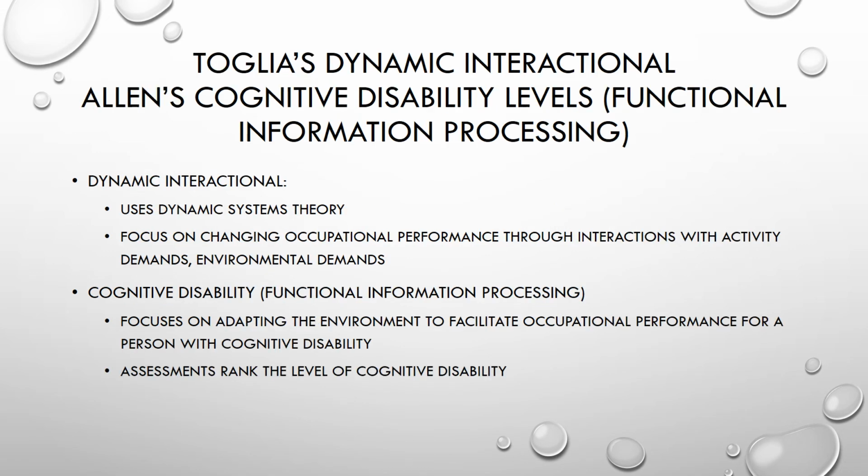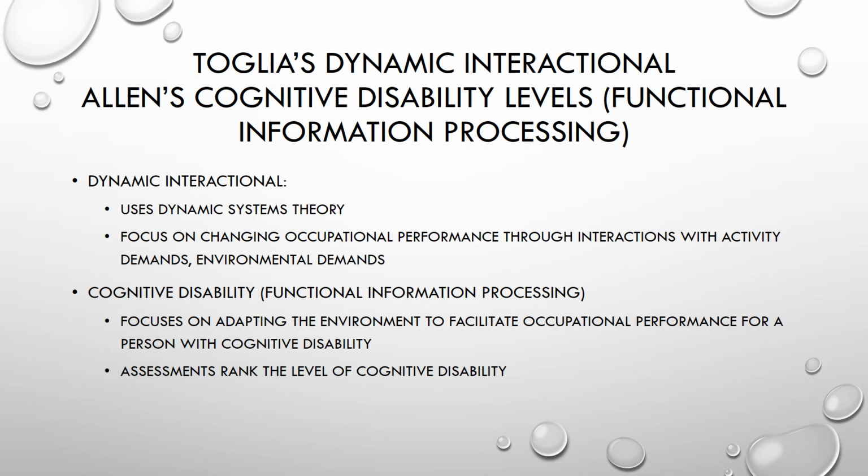Okay, so here are some cognitive frames of reference that we're going to look at. There are so many cognitive frames of reference. We're going to look at only two. One is Toglia's dynamic interactional, and the other is Allen's cognitive disability. And these are very good examples of the types of different cognitive frames of reference that you'll find.